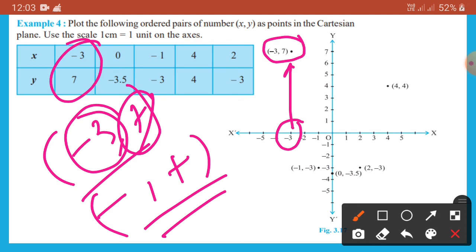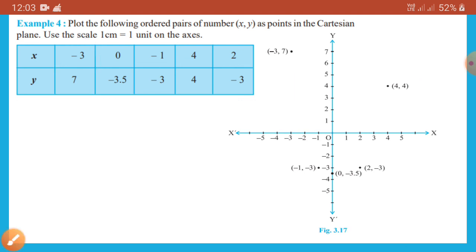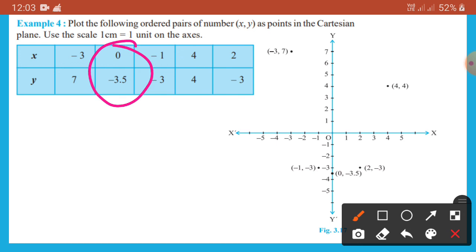Okay, now the next point is (0, -3.5). So 0 means it will fall on the negative y-axis, as the distance is 0 from the y-axis. Okay, and the distance from the negative x-axis along the y-axis is 3.5. So it will fall in between 3 and 4. That's why it is 3.5 here, in between 3 and 4.